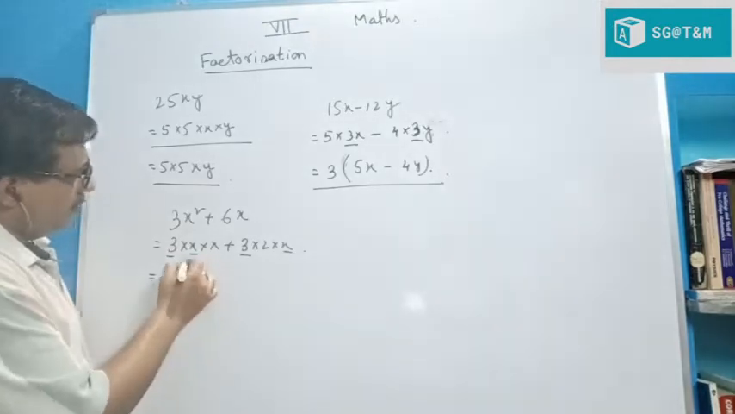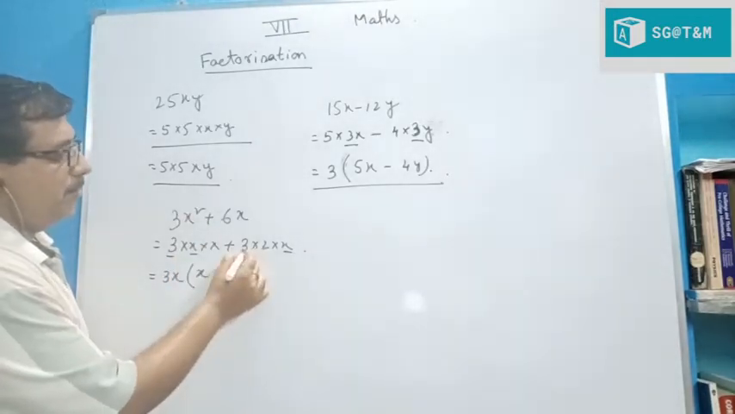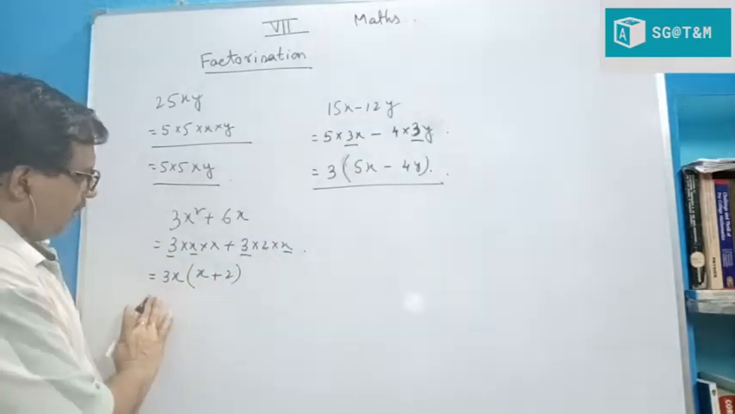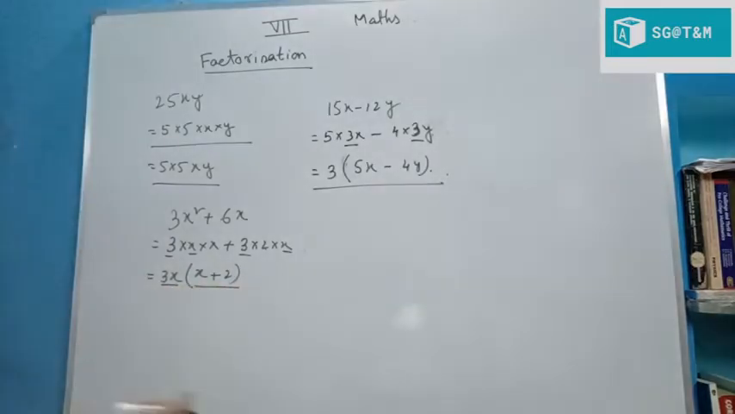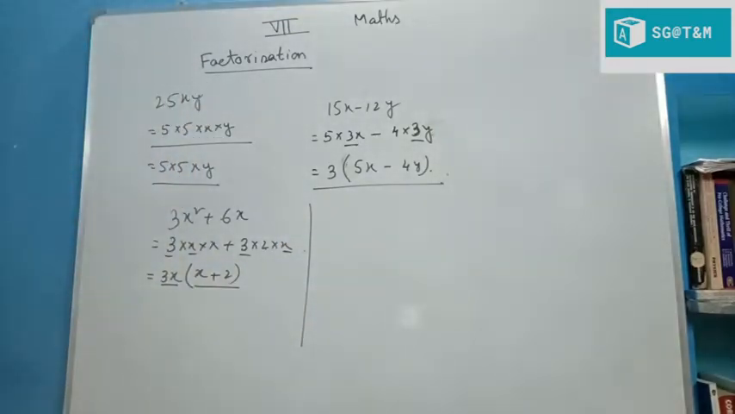So 3x is common; from this one we get x, and from this one 3 is common, so the remaining term is 2. So this can be written in factorization form as 3x into (x + 2). 3x and x + 2 are the factors. Again, the question can be given to you in another way.